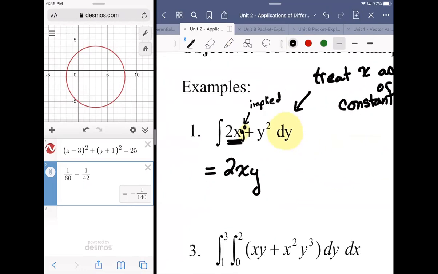All right, so if I integrate with respect to y, I increase the exponent of y by 1, so y to the first power, and divide by my new exponent. So 2x divided by 1 becomes 2x. So that's fine. The y squared gets integrated the way it always is. So increase the exponent by 1, divide by the new exponent. So 1/3 y to the third.